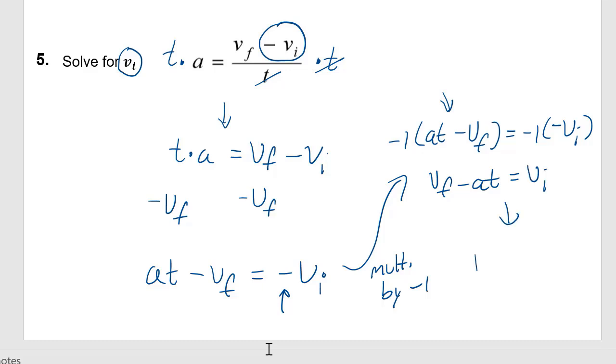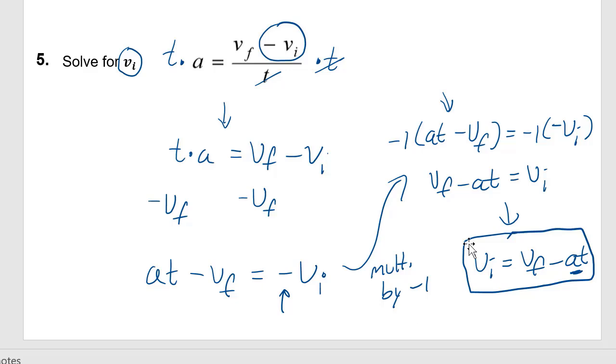So you can flip it again if you like: VI equals VF minus AT. So the initial velocity is equal to the final velocity minus any acceleration that the object experienced. So similar to the last one.